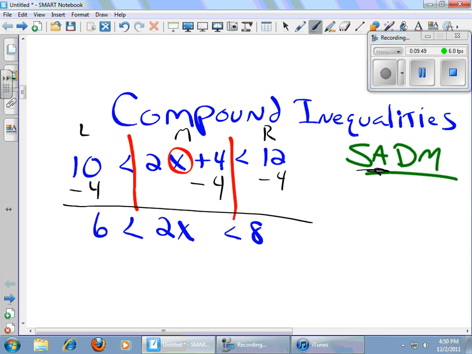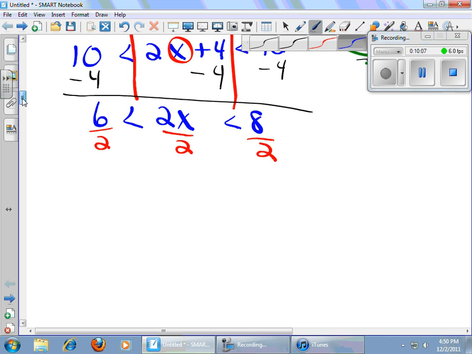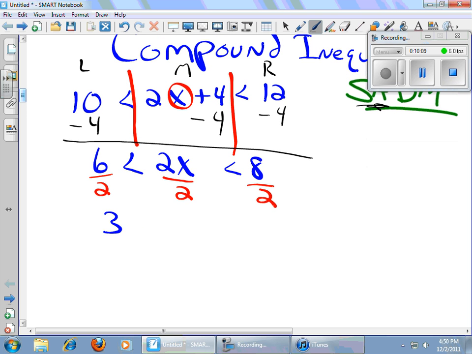Now, the x still isn't alone, so you know you have to divide by 2. And again, I'm going to do it in the middle, I'm going to do it on the left, and I'm going to do it on the right. And when I do that, I'm going to end up with, pardon me one second, I need to scroll a little bit. Whoa, too far. Okay, I'm going to get 3 is less than x, which is less than 4. Now, putting that on a number line.